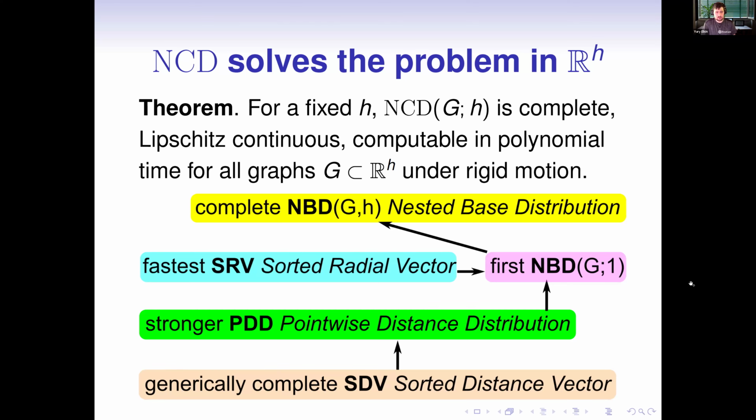So here's just the summary. From the easiest ones, we have the sorted distance vector here. We have sorted radial vectors and PDDs, and here's the hierarchy. In the end we see that we can get from the more complicated to the easier one. We can always go back and get them, but also usually the more complicated the invariant is, the harder it is to compute it.